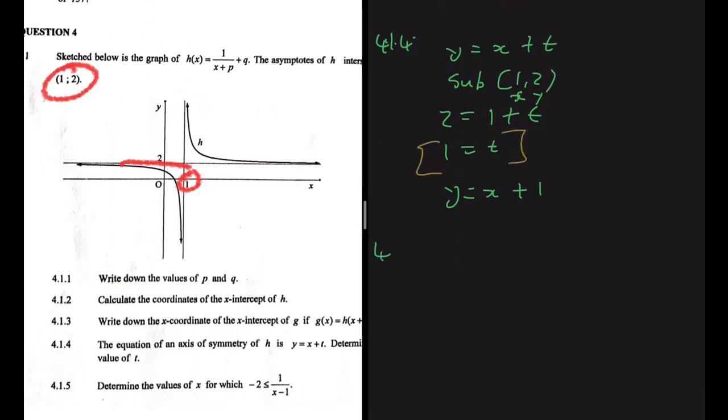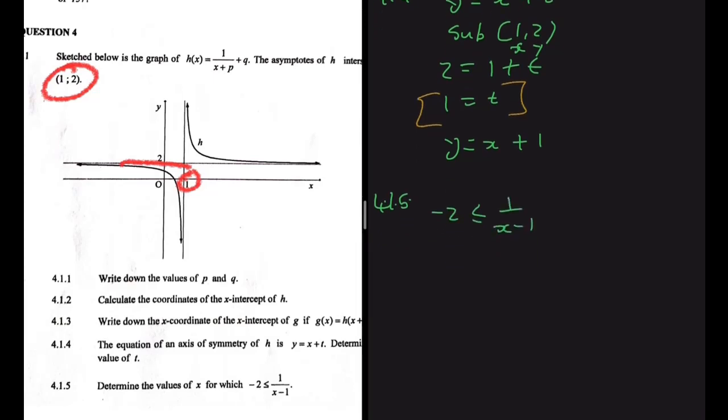The last question, 4.1.5, says let's determine the values of x for which minus 2 is less than or equal to 1 divided by x minus 1. Let me show you something. If we take minus 2 to the right-hand side, we're going to get 0 being less than or equal to 1 divided by x minus 1 plus 2. And this is the equation we have in the graph, right? So what this question is asking us is to find the values of x for which the graph is at 0 or above, right? So let's look for that.